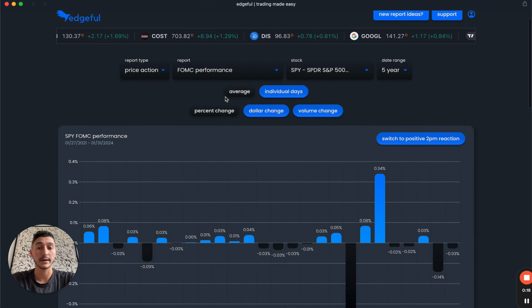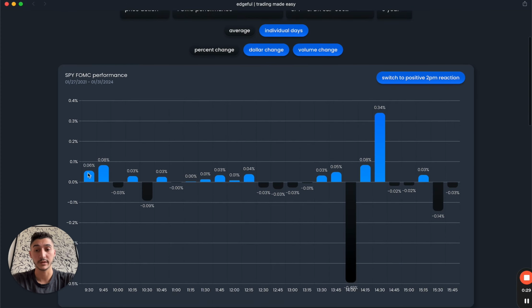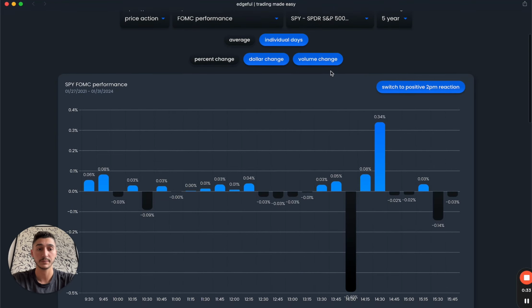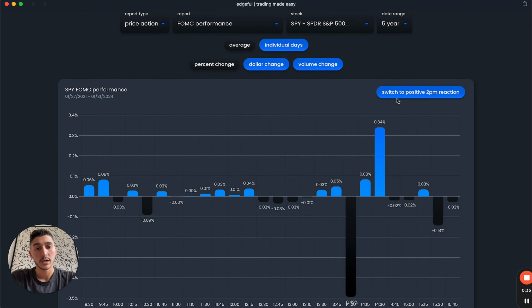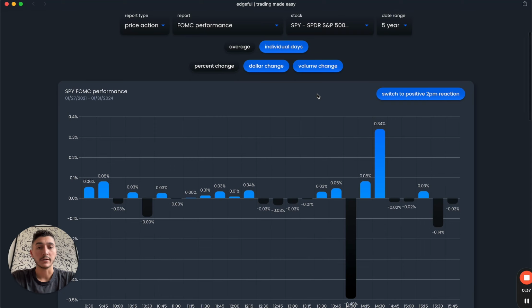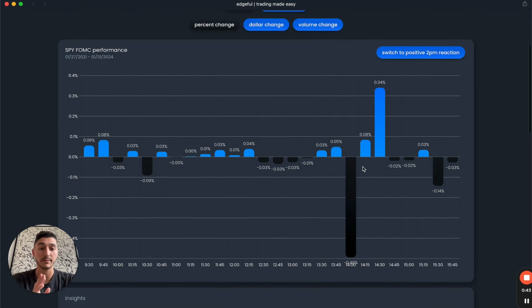Right now, we have average selected. So what this does is it takes the average of all of the meetings in the last 5 years. And we currently have the percent change selected, which means we're just looking at the percent change rather than the dollar volume change. So the way that we broke this out is by the initial reactions, by that 2 p.m. Eastern time initial reaction.